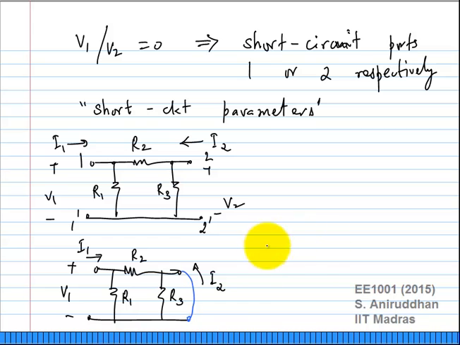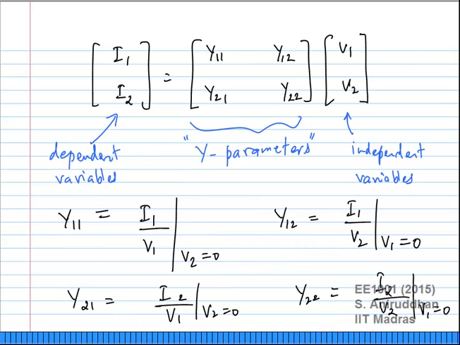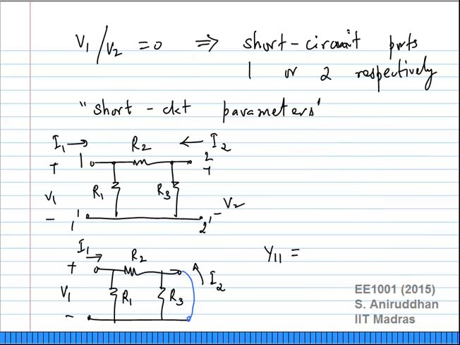Now tell me what Y11 is. Y11 was defined as I1 by V1 when V2 was 0. I have set V2 to 0 in this particular figure. What is this? R1 R2 by R1 plus R2. But that is not Y11, it is the inverse of that. So it is often easier to use the conductances when you are dealing with Y parameters. Y11 is nothing but the parallel combination of R1 and R2, and that is nothing but G1 plus G2.